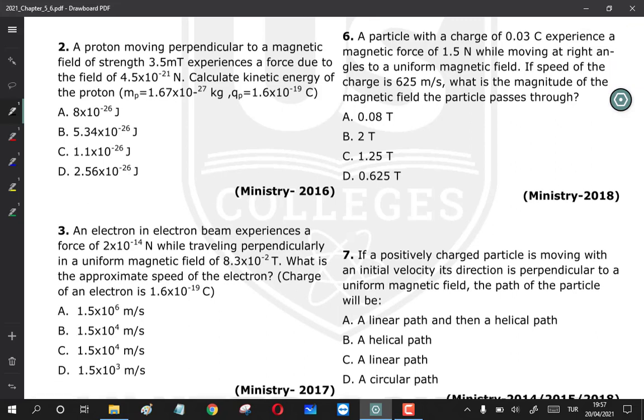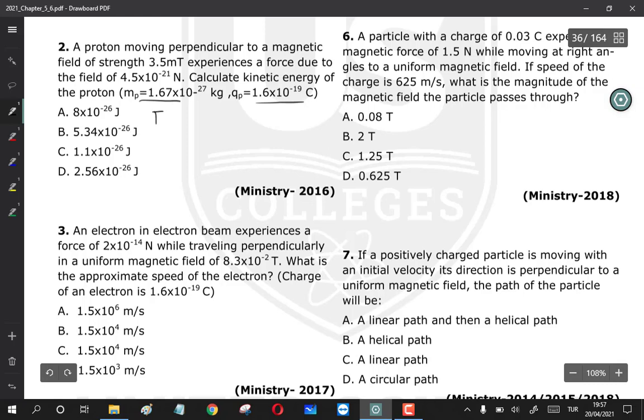Question number 2. A proton moving perpendicular to a magnetic field of strength 3.5 millitesla experiences a force due to the field of 4.5 times 10 to the power negative 21 newtons. Calculate the kinetic energy of the proton. Mass of the proton is given. Charge of the proton is given. For calculating kinetic energy, we need to know the speed of the particle. First, we should calculate the speed of the particle by using the equation of the magnetic force.